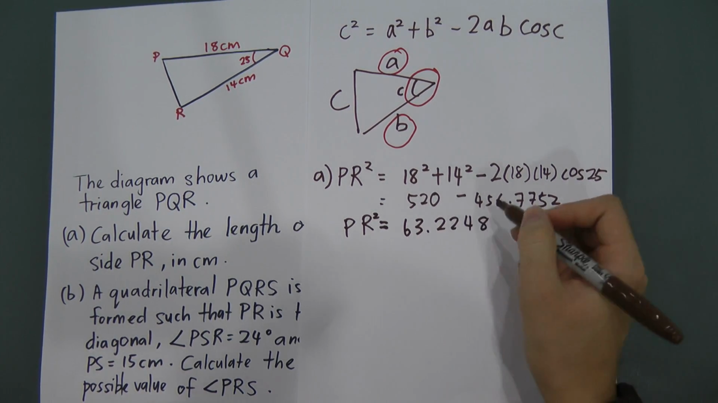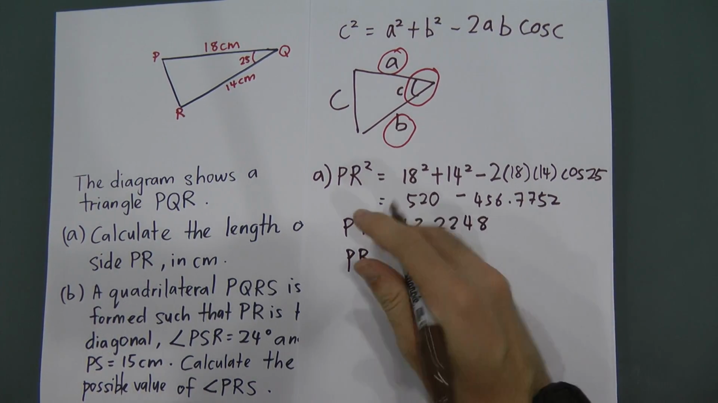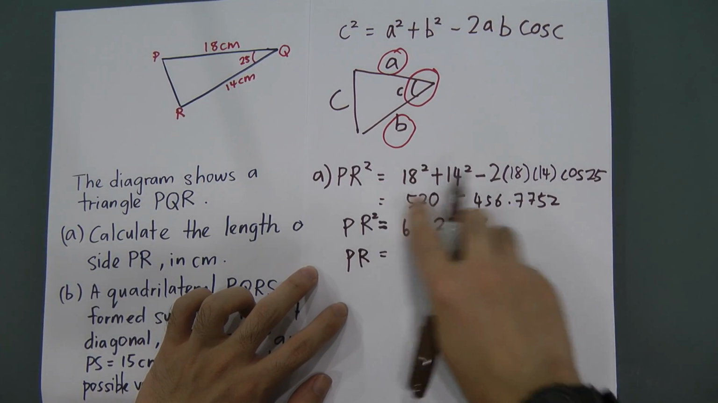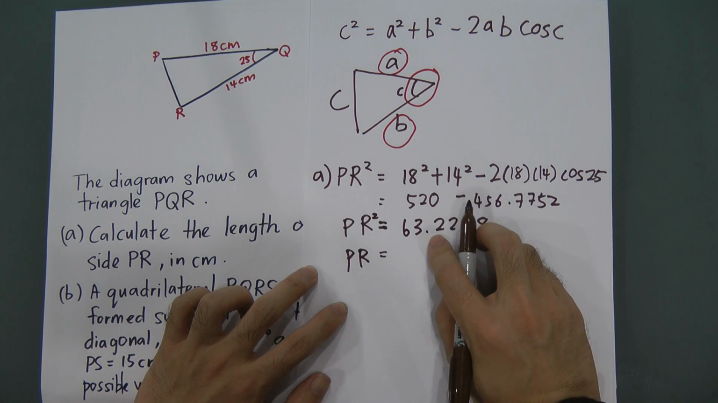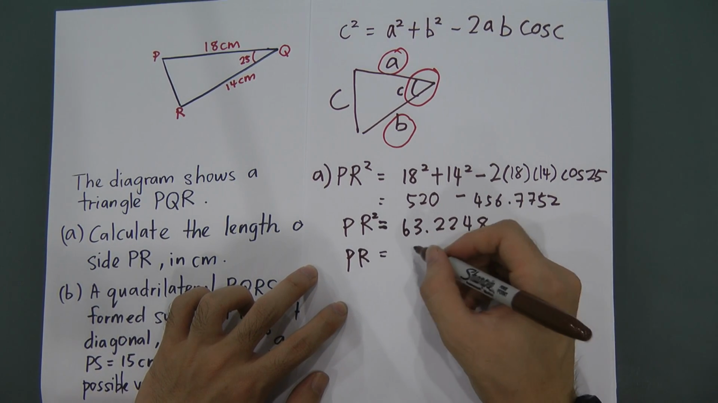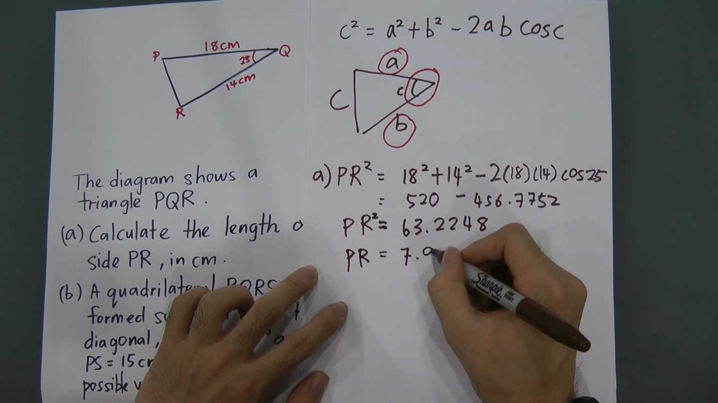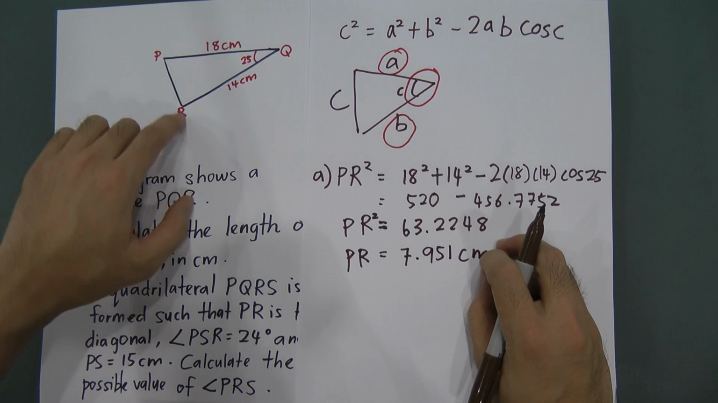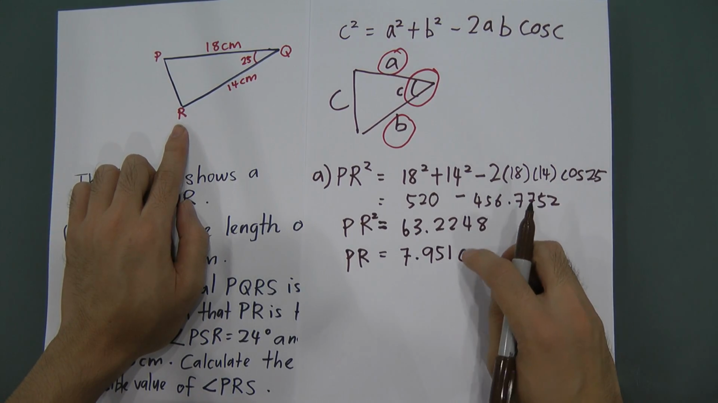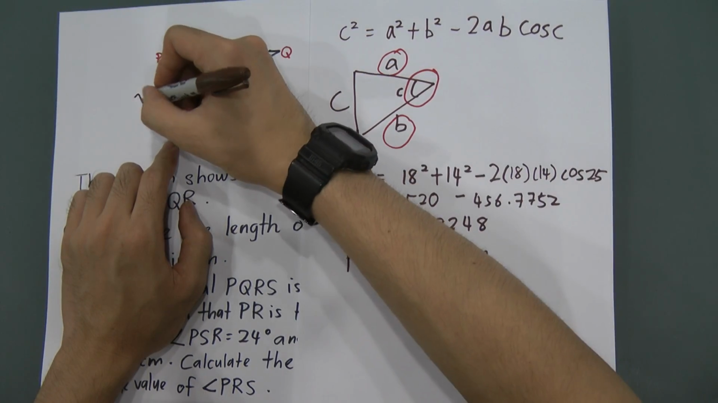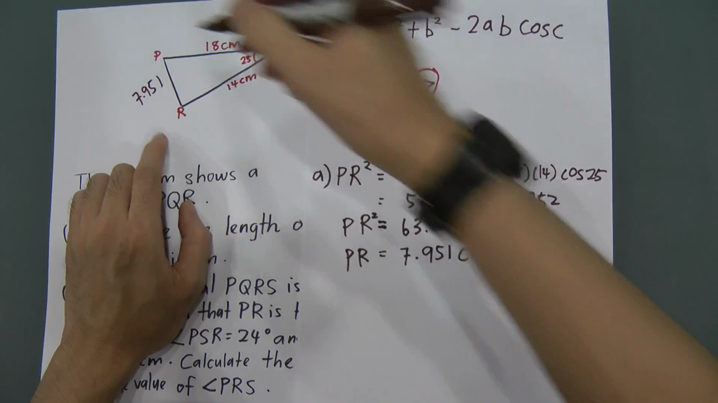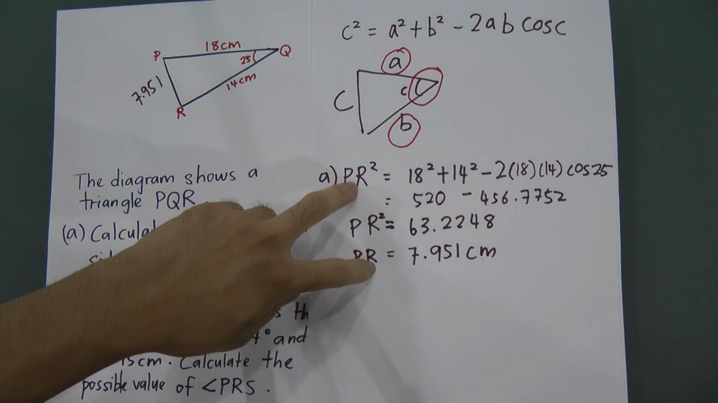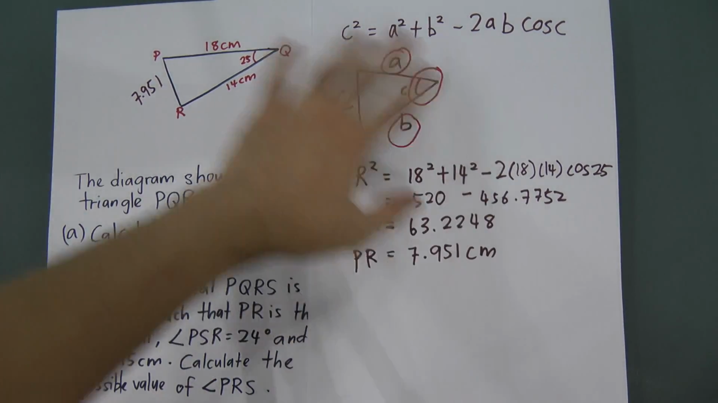Then your PR square is 520 minus this, you will get 63.2248. Therefore PR will equal to, the square moves to this side and becomes square root, so you square root 63.2248, you get 7.951 cm. It means the length for PR will be 7.951, so I just mark down 7.951 for this length. Normally part A you will have 2 to 3 marks, so just apply the formula.